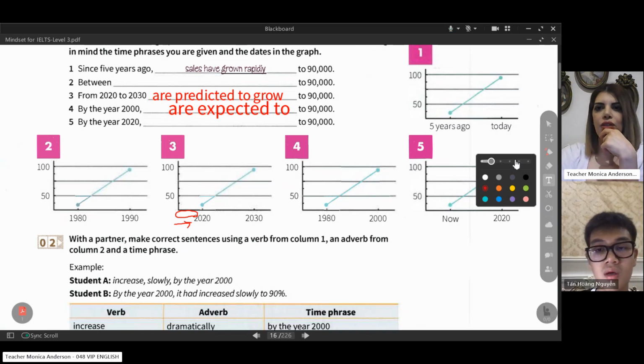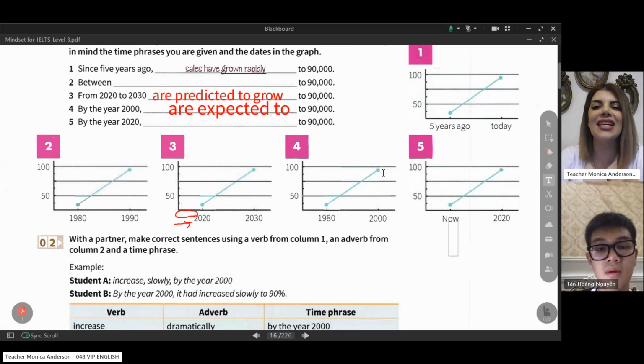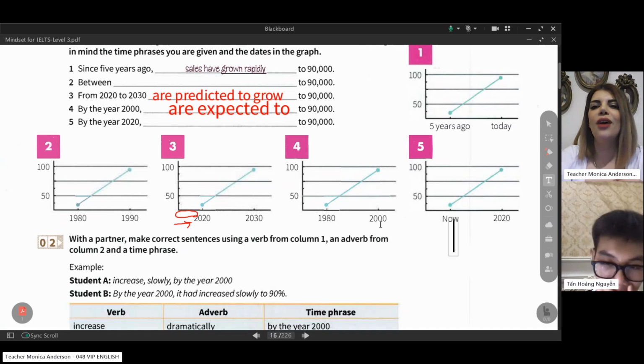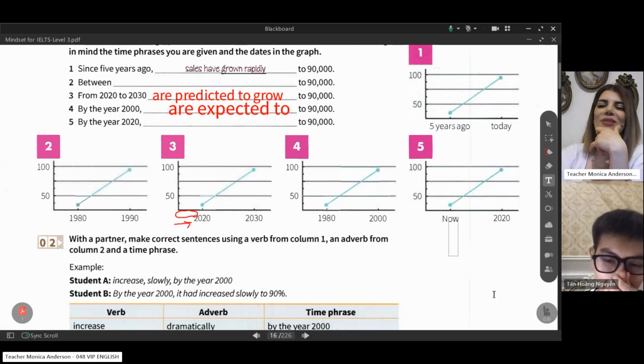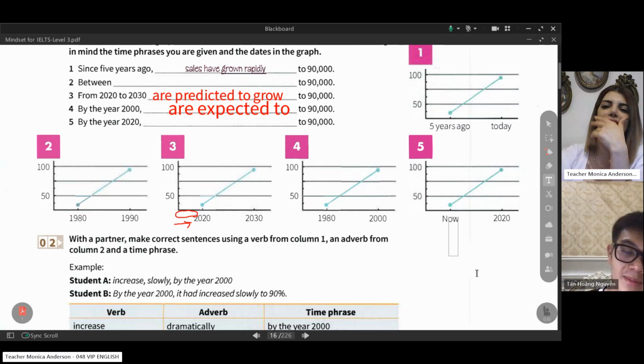Okay, I know, but we're not talking about a real situation. Just have a look at these graphs. Look, this is now, and 2020 is placed after now, so we can consider it as future. As you can see, 2000 is before now, and 1980 is before 2000. So it's something that you need to pay attention to. So 2020 is future.